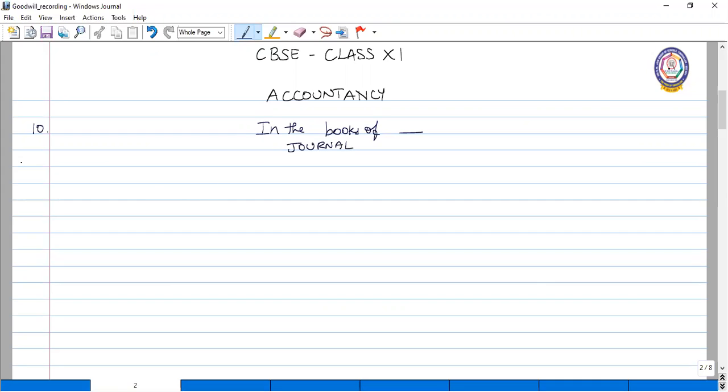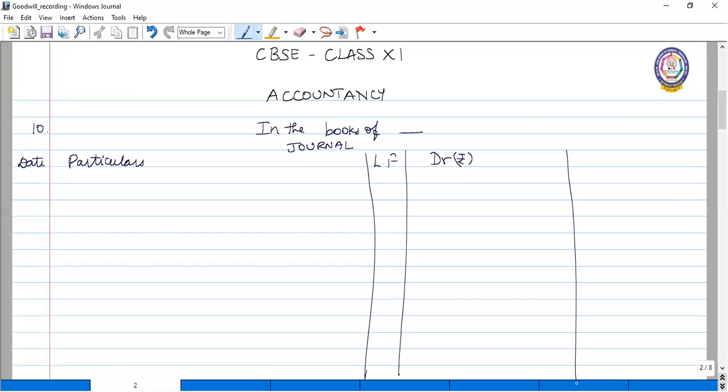Journal. Write the column heads: date, particulars, ledger folio, debit amount, and credit amount. Now, first transaction, interest due but not received, rupees 10,000. We are supposed to receive this interest, but still we have not received it. So these entries are passed on 2021 March 31st.